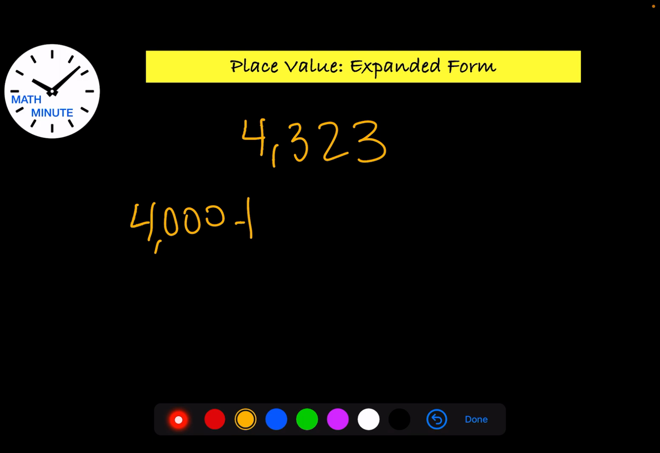plus, what's the next greatest place value? Or the next smallest place value? It's the hundreds place, and there's a 3 there. So 300 plus, the next place value is the tens. There's a 2, so plus 20. And then the final one is the ones place with the 3. That is exactly what expanded form is. I took that standard form number, 4,323, and I expanded it into its place value.